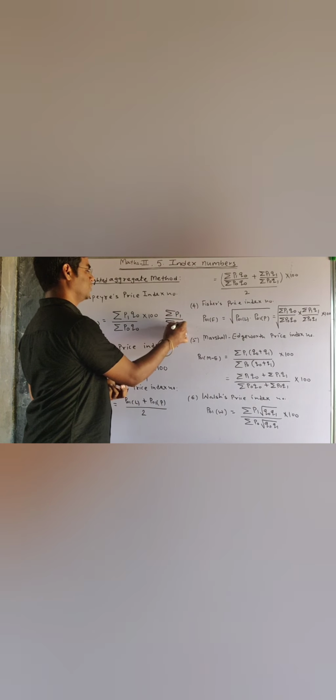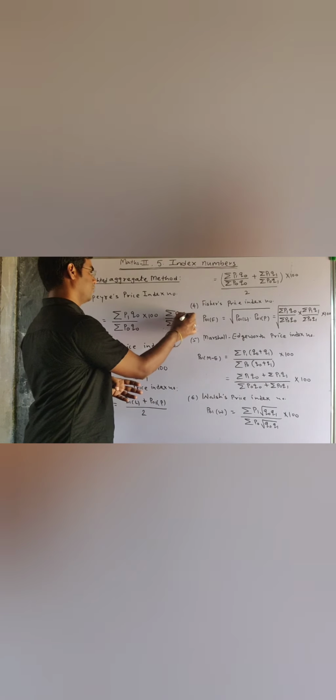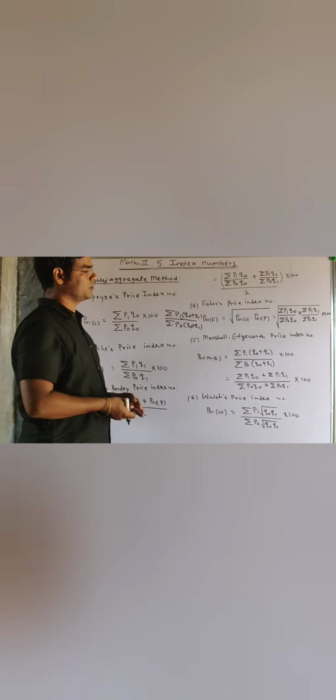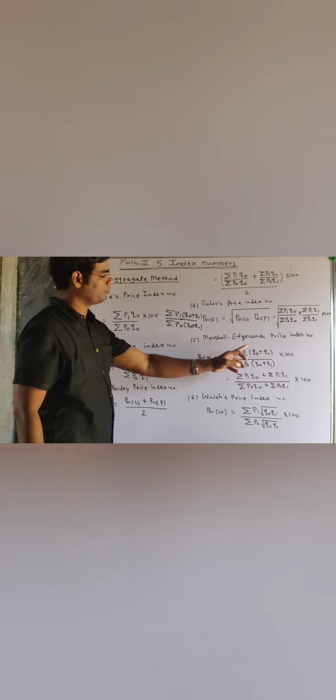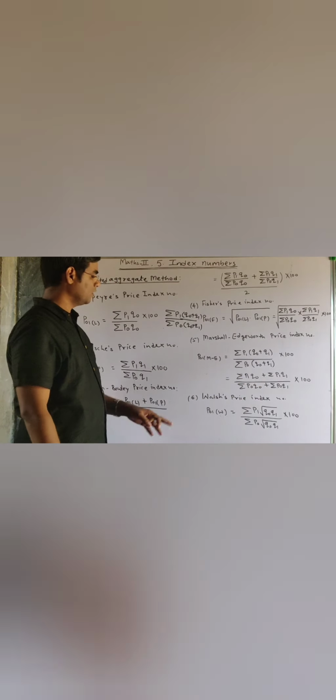P1 upon P0 is fixed in every formula for calculating price index number. Here, if you write Q0 plus Q1 upon Q0 plus Q1 into 100, then it becomes the Marshall-Edgeworth price index number, and if you multiply by summation P1, then you will get the new form of the formula. The last one is what?